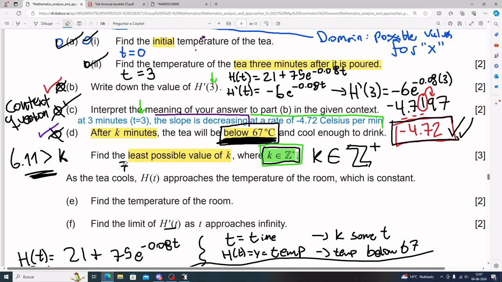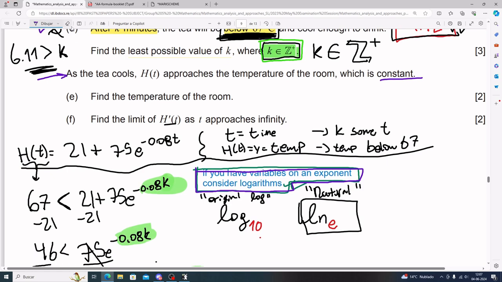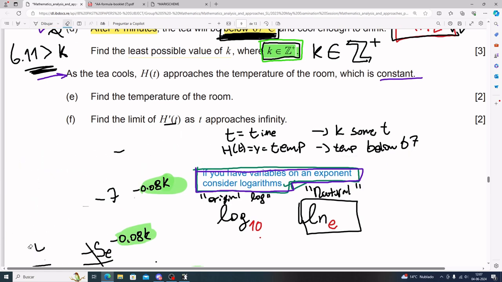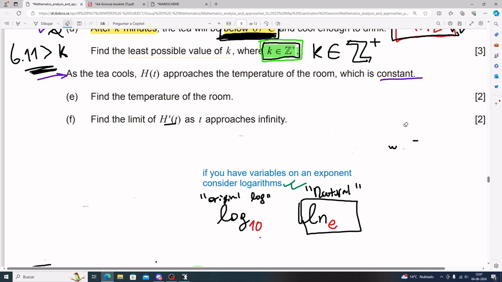And last but not least, we enter the last section of this problem. We have that as the T cools, h of t approaches the temperature of the room, which is constant. So if it's constant, it's just one number the entire time. And so we need to find the temperature of the room. It's not exactly a context problem, but you need to interpret it correctly. And one useful thing here is that this is a very repetitive question.